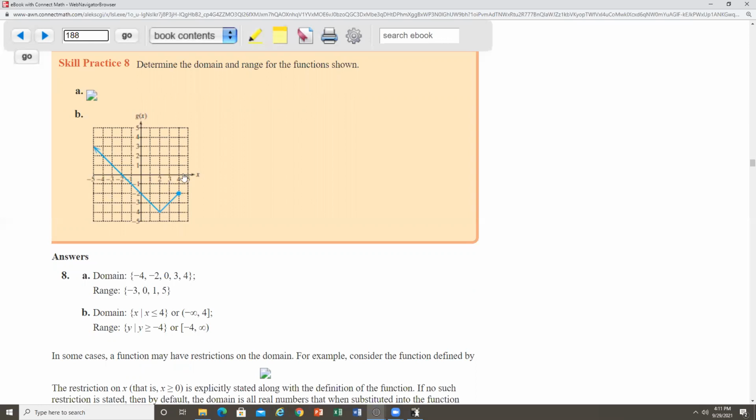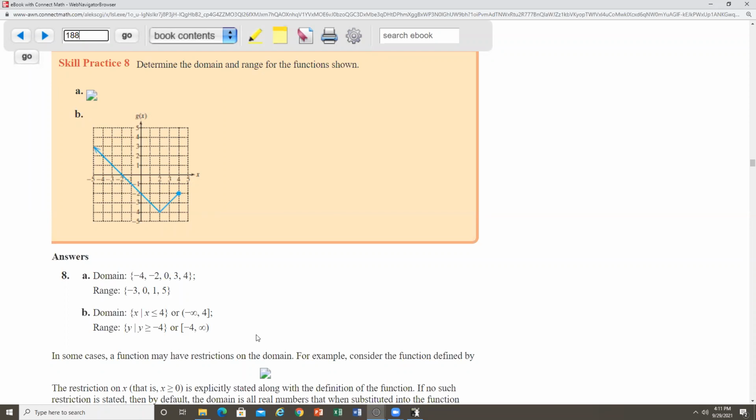The range: what's the smallest y coordinate of any point on this graph? What's the smallest y coordinate? Negative 4. That's the lowest point on this graph. Hence, the range is from negative 4 up to what? Positive what? Infinity, because this graph goes up forever. Hence, the range is from negative 4, including, up to positive infinity. There's the range.